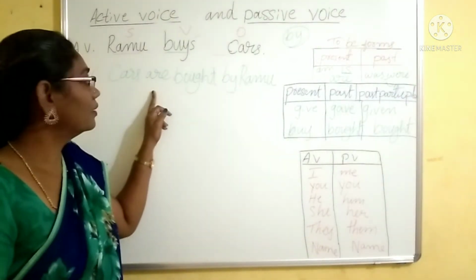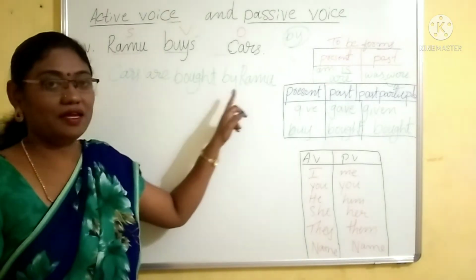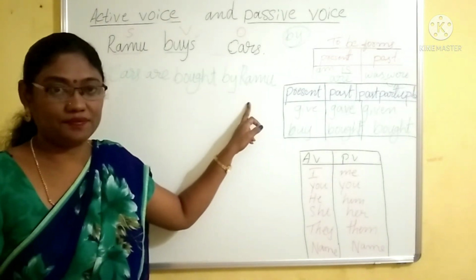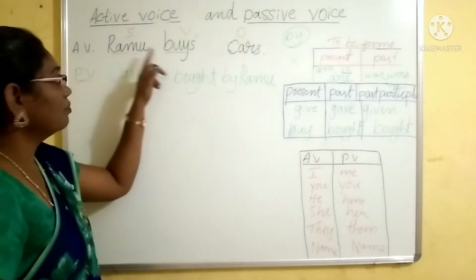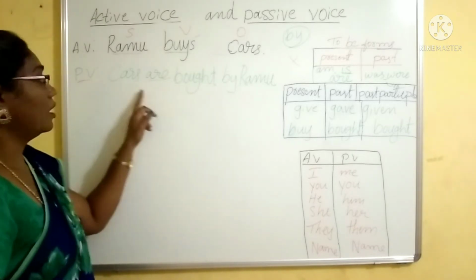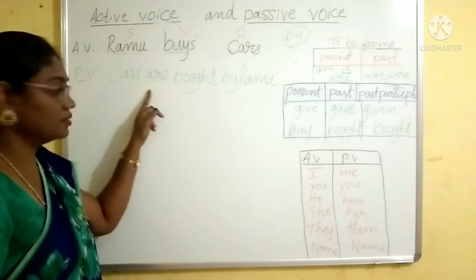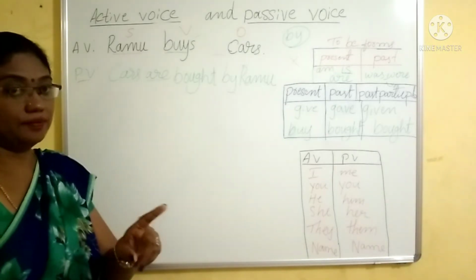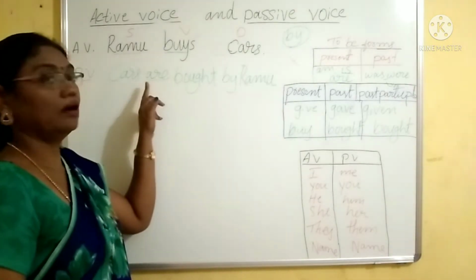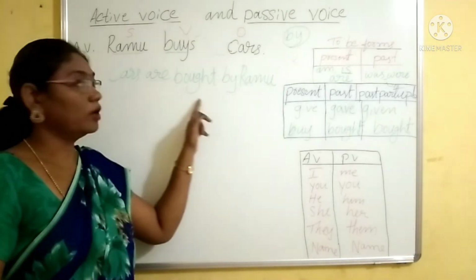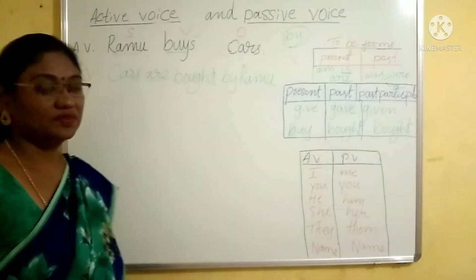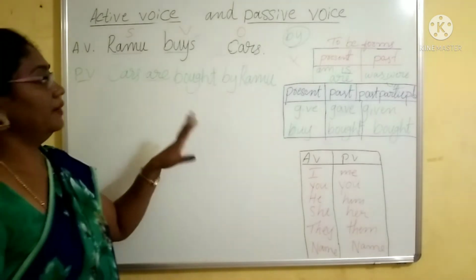Cars are bought by Ramu. That's it. Ramu buys cars. Cars are. Why have I used are here? Because the subject is in plural. So I have selected are. Cars are bought by Ram.